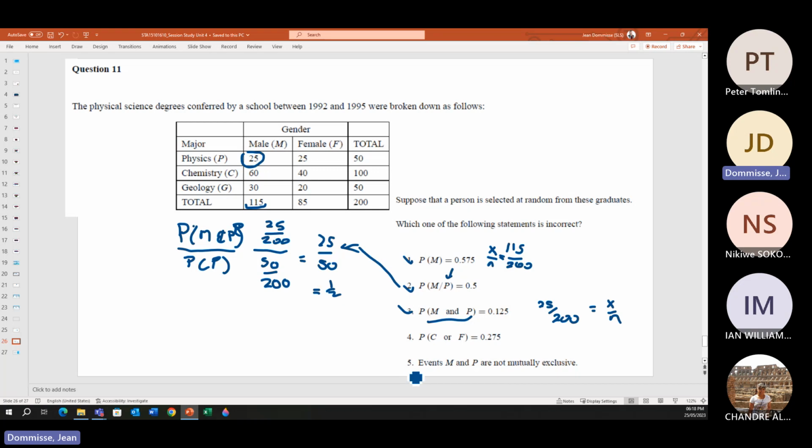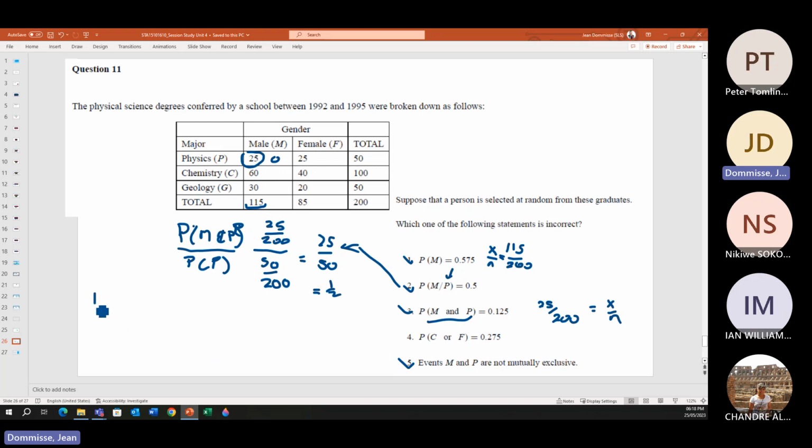Okay, we can then look: events M and P are not mutually exclusive. If it was mutually exclusive, it should have been 0. So events M and P are not mutually exclusive, which is correct. So the incorrect one is this one, but let's look at it.